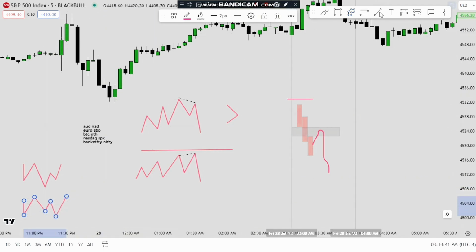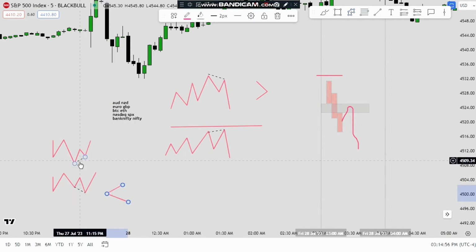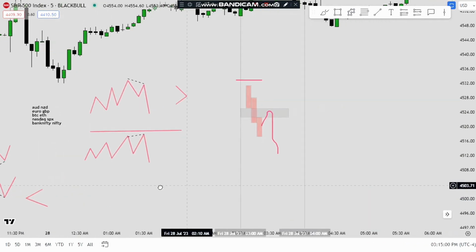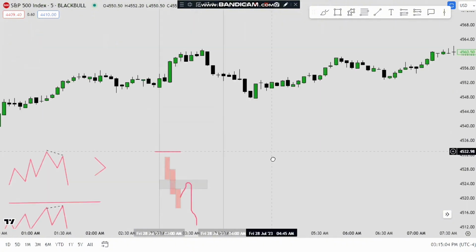Now you can see that the euro didn't sweep this low, but here you can see GBP sweeps this low. So again you get a divergence, but this time at the bottom. So you get this sign. Now this is bullish, so you can see the price starts going up. So in silver bullet, you also have to look for such divergences, okay?